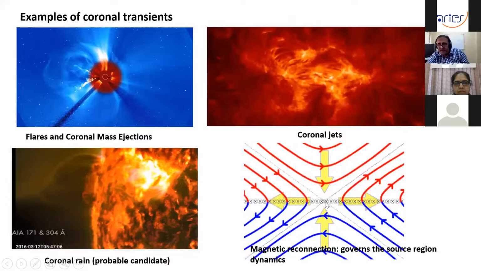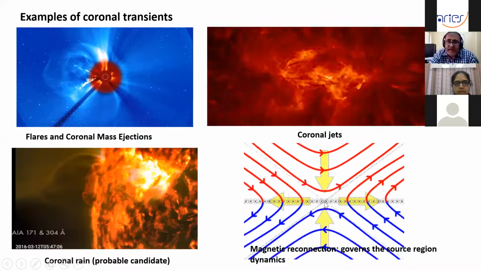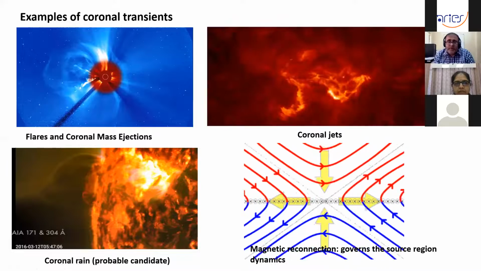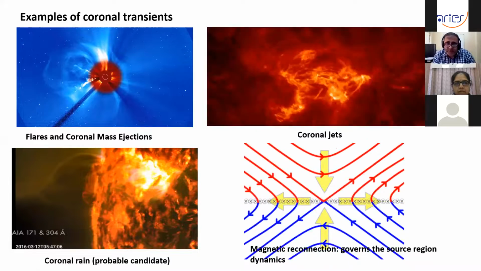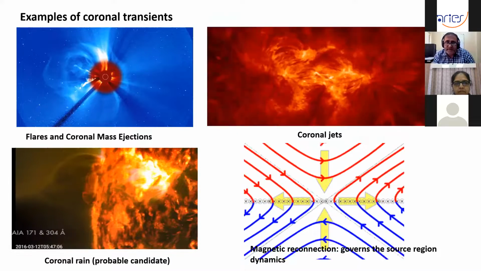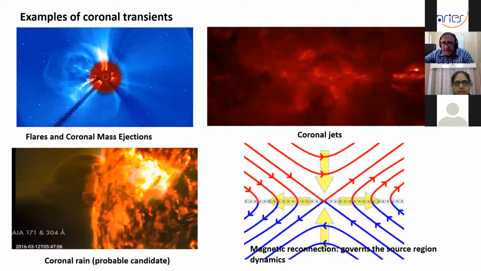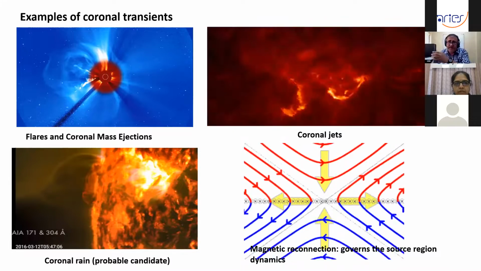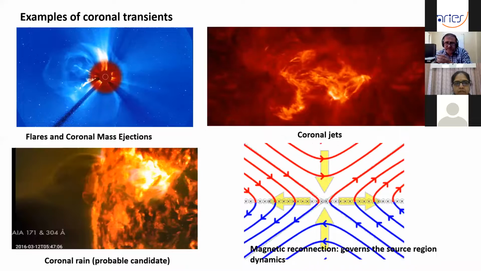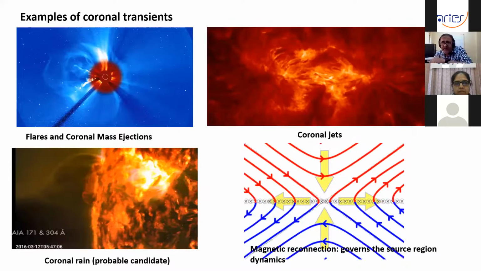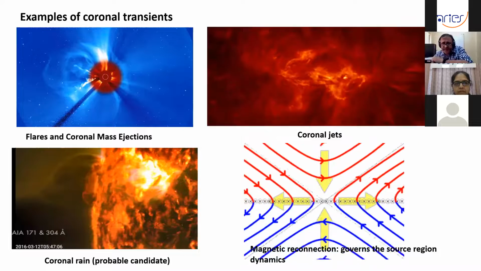So these are two-dimensional reconnections, and two-dimensional reconnections are well understood. But as we move on into the presentation, you will see that it is not very often you see two-dimensional reconnections. Mostly it is three-dimensional reconnections that you see, which is still a very open subject.